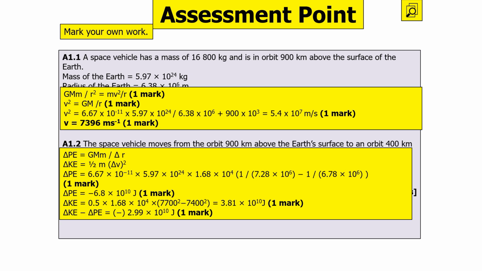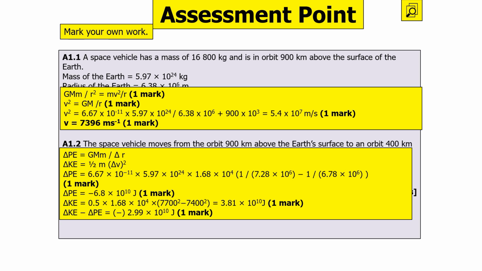Now we know kinetic energy is a half mv squared. Now we can work it through in terms of what the speed was at the start compared to the speed at the end by doing your v squared like so. So we get our change in kinetic energy to be 3.81 times 10 to the 10 joules. We then subtract one from the other to find the change, so therefore we get minus 2.99 times 10 to the 10 joules.